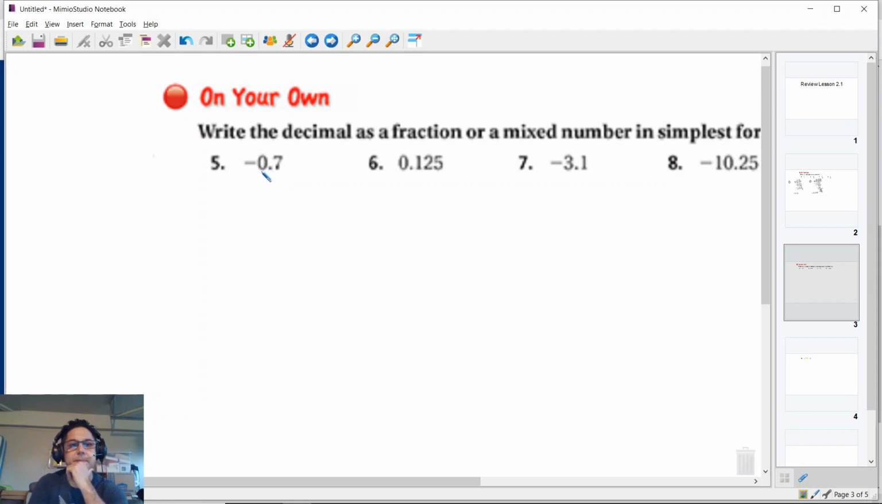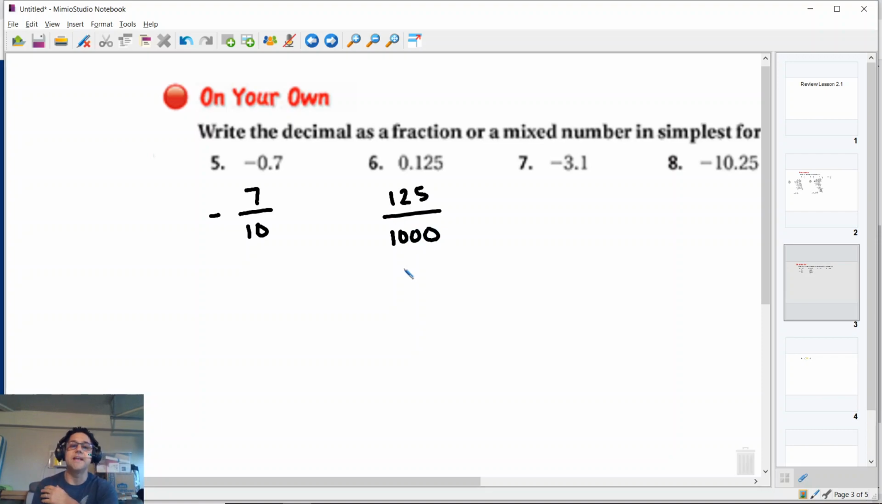So for example, at number 5, this is my tenths place, so it's got a 10 for my denominator. I cannot reduce that at all, so the last thing I have to do to finish it off is simply put the negative sign. On number 6, I've got tenths, hundredths, thousandths. So I've got 125 over 1,000.